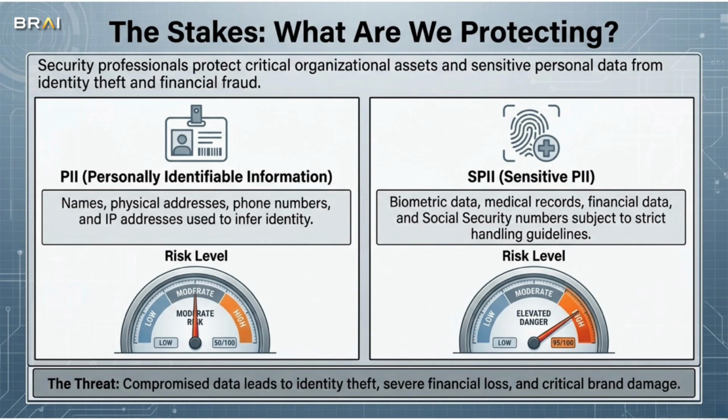So what are we actually defending? At its core, security professionals protect critical organizational assets and sensitive personal data from identity theft and financial fraud. We break this data down into two primary levels. First, PII, or personally identifiable information. This includes basic details like names, physical addresses, phone numbers, and IP addresses used to infer identity. Second, SPII, or sensitive PII. This carries a much higher risk level and includes biometric data, medical records, financial data, and social security numbers, all subject to strict handling guidelines. When this data is compromised, it leads to severe financial loss, identity theft, and critical brand damage.